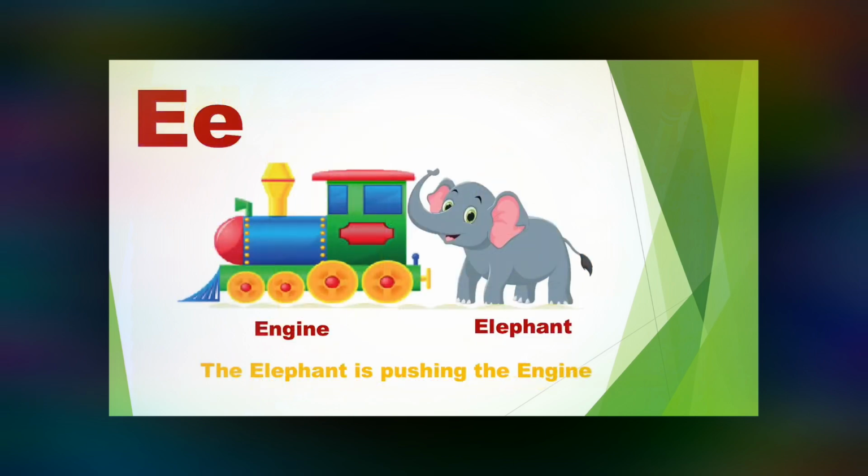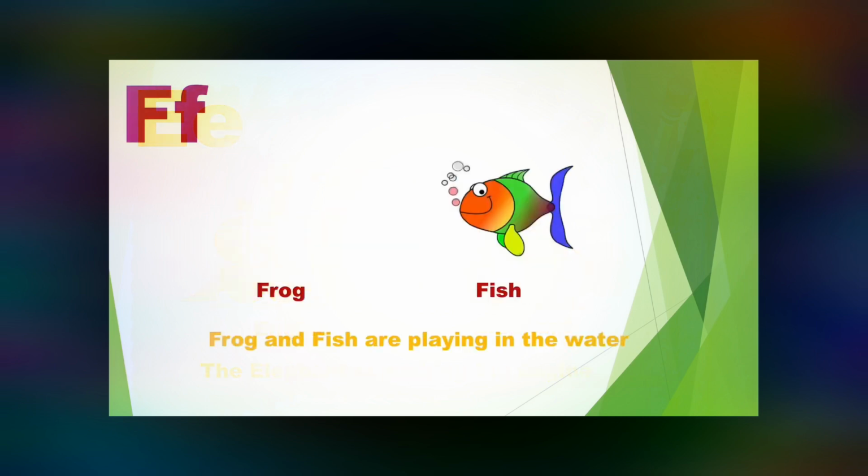E. E for engine. And E for elephant. The elephant is pushing the engine. F. F for fish. And F for frog. Frog and fish are playing in the water.